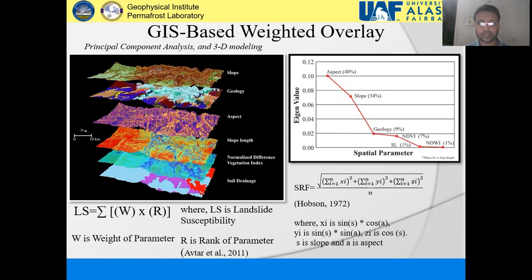Each spatial layer was mapped to a common suitability scale and assigned a weight as a percentage for slope failure based on the rank determined by the PCA procedure. The equation used to produce the susceptibility to landslide map is on the bottom left. Specifically for geology, I calculated the surface roughness displayed in the equation on the bottom right.